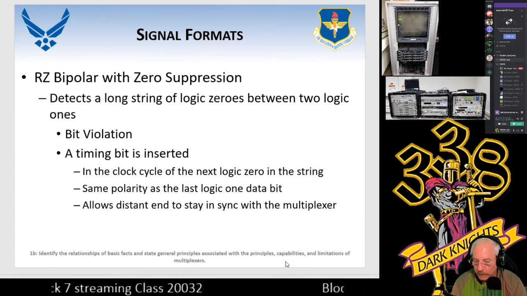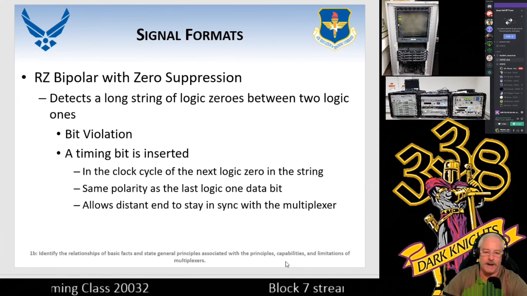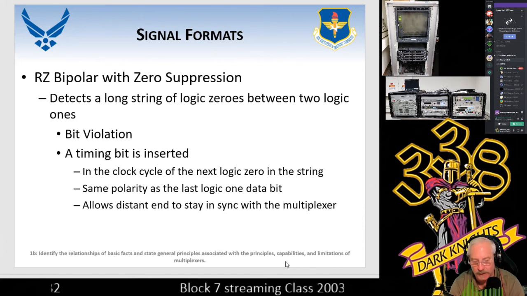With bipolar with zero suppression, you're going to see terms like B8ZS, in other words, Bravo 8, Zulu Sierra. You're going to see terms like Hotel Delta Bravo 3. These are all self-clocking, by the way.